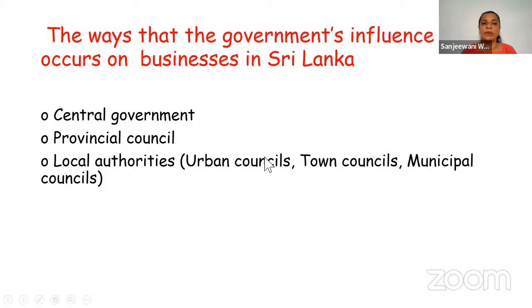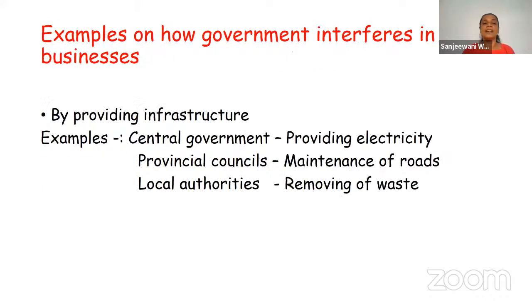So what do you mean by local authorities? Urban councils are there, town councils are there, municipal councils are there. So these are local authorities, children. Right? Now, these are the ways that government influence occurs on business. But if they ask for the examples of the ways that government influences business, now here are the examples.